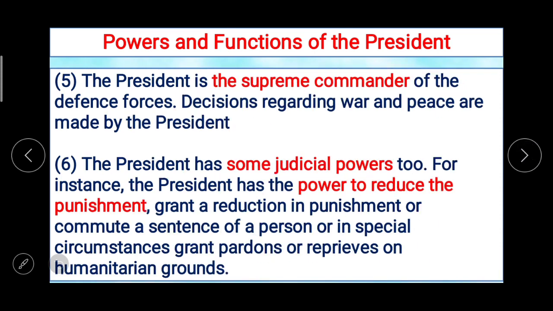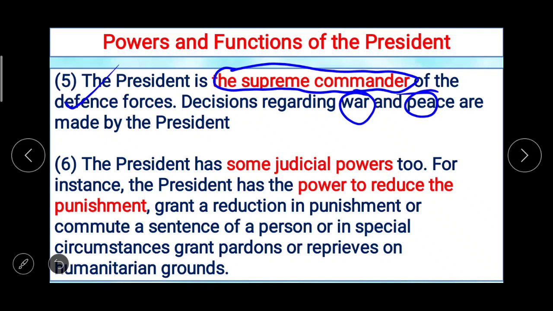The President is the Supreme Commander. President is the Supreme Commander of the Defense Forces. Decisions regarding war and peace are made by the President. It totally depends on the President because he is the Supreme Commander of the Defense Force.